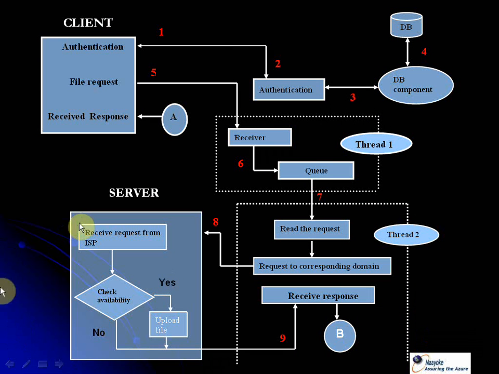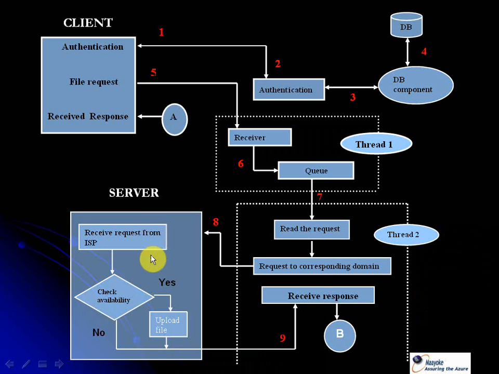Here, to make a request, first the client should be authenticated. So after he enters the username and password and logs in, we'll check with the database whether the user is an authenticated user. If yes, then he can request the file. The receiver receives the file request and places it in the queue. Then it will read the type of request, and the request will be sent to the corresponding domain.